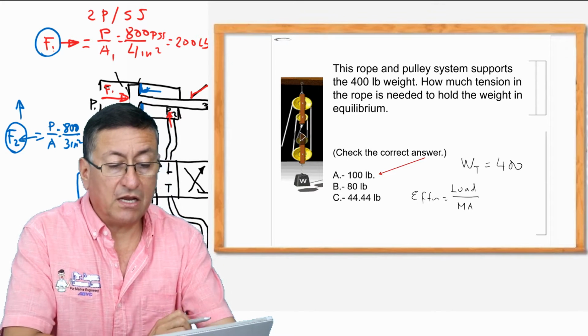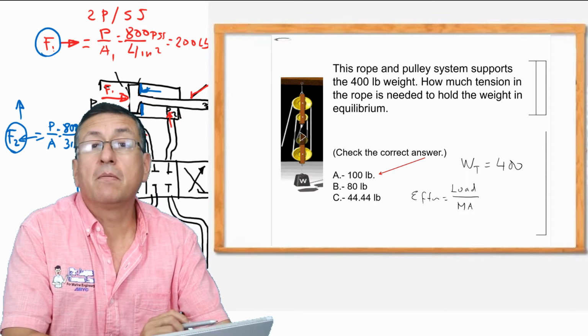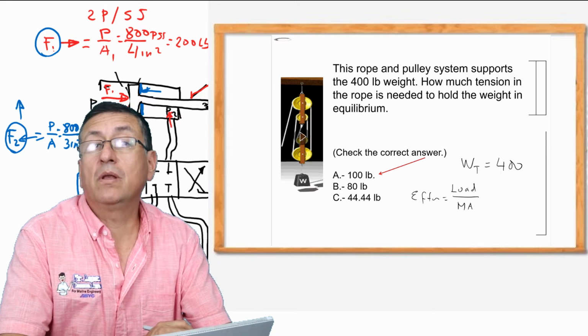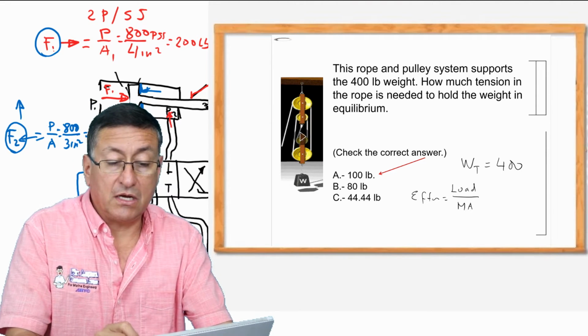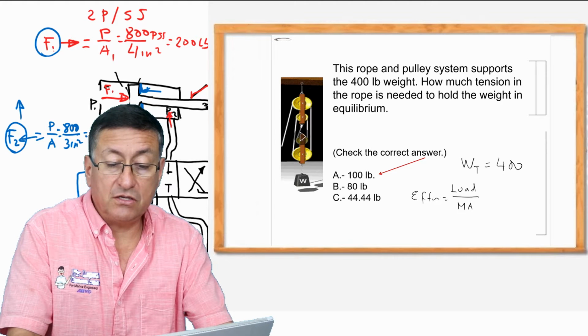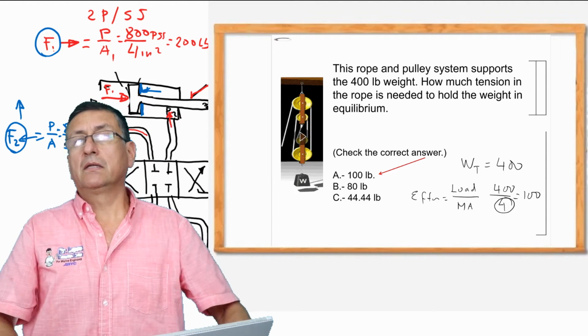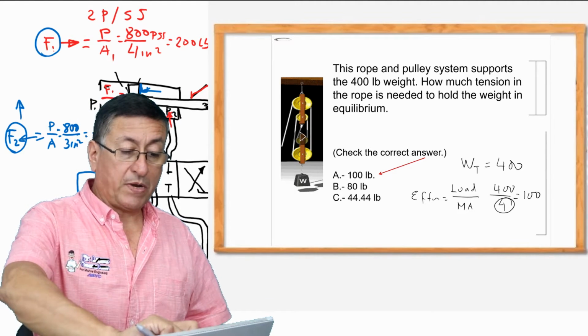How much is the mechanical advantage of that system? It is 1, 2, 3, 4, and 5, but the end is going down, so the mechanical advantage will be 4. In this particular case, the total load 400 divided by 4 is 100. Simple. It is 100. I have another example to practice.